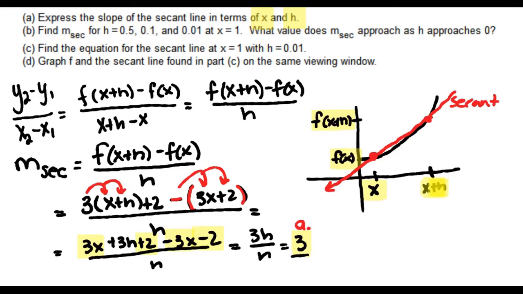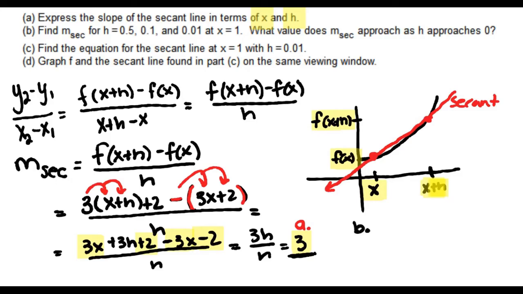The slope of my secant line doesn't have any variables in it, so I don't have anything to substitute into. But if my function was something other than a linear function, I would have x and h within the slope of the secant line, and I would substitute the different values of h as well as the value of x to answer part B.